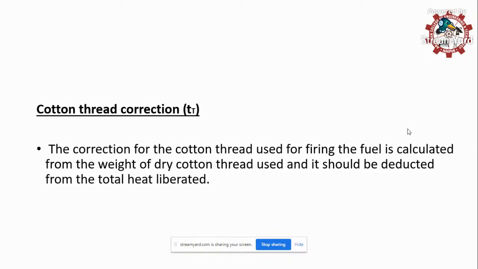Cotton thread correction. The correction of the cotton thread used for firing the fuel has been calculated from the weight of dry cotton thread used, and it should be deducted from the total heat liberated. Kitna mota cotton thread liya tha, kitna lamba liya tha, everything has been found out, and there are certain values which have been given for the cellulose. A certain amount of energy is also given by the cellulose that has been multiplied by the weight and the length of the cotton, and then we find out the heat which has been produced by the cotton thread, and it has to be subtracted.